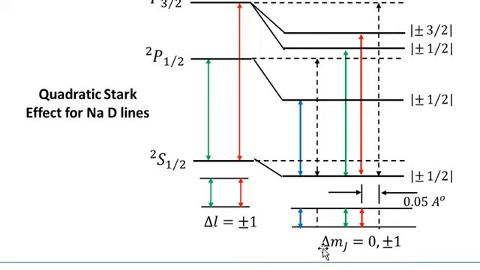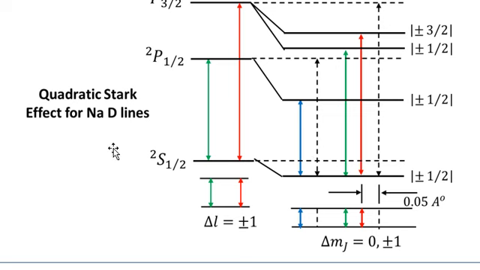In principle, you should say delta Mj mod should be equal to 0 plus minus 1. Under that optical selection rule, three transitions are shown. One is in red, which follows delta Mj is equal to plus 1. The other is in green, which follows delta Mj is equal to 0. The third one is in blue, which follows delta Mj is equal to minus 1. So these three transitions have been shown.